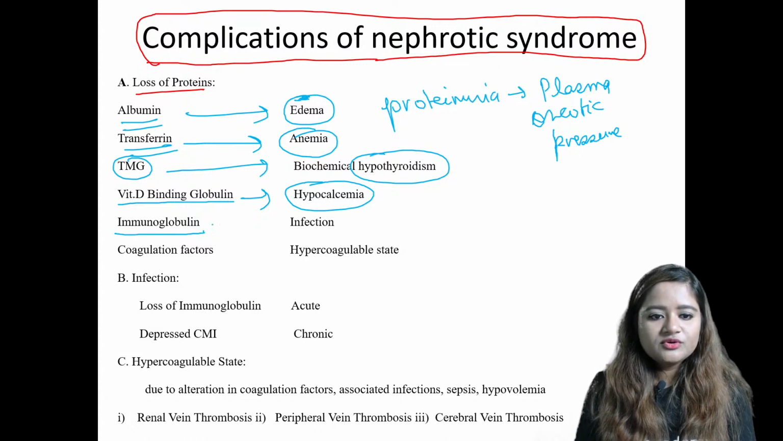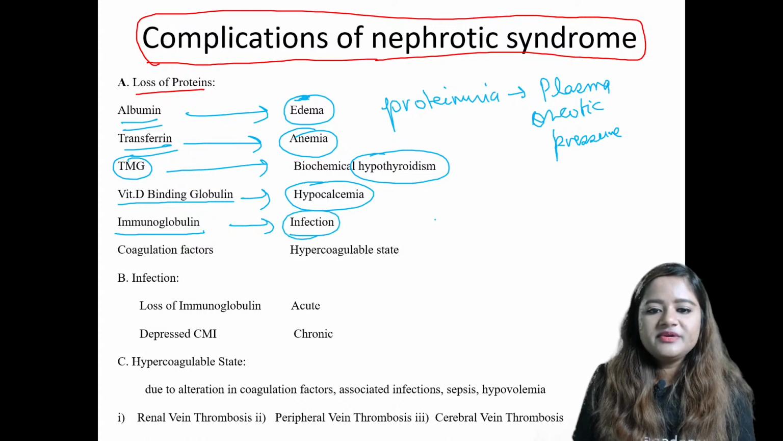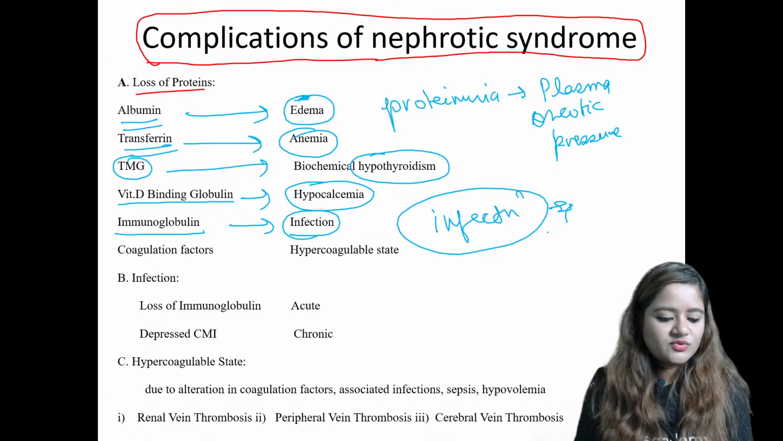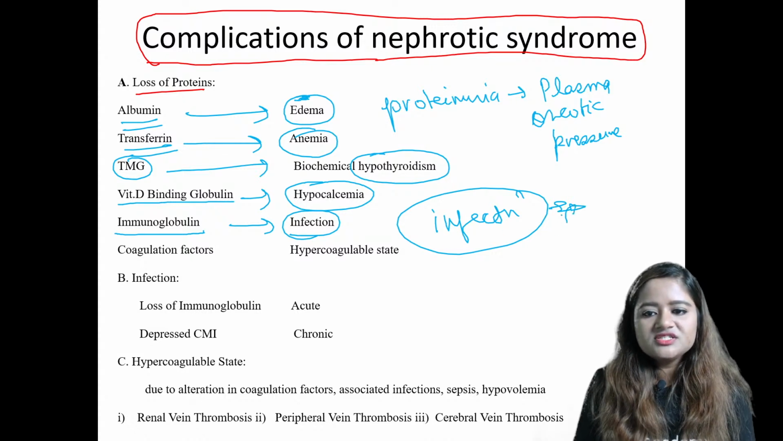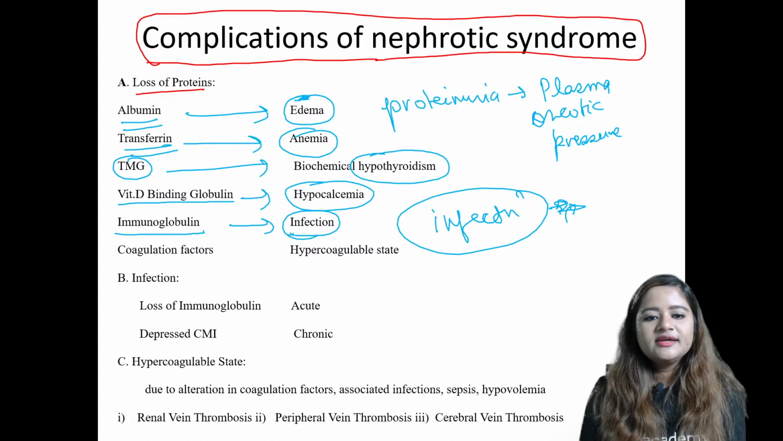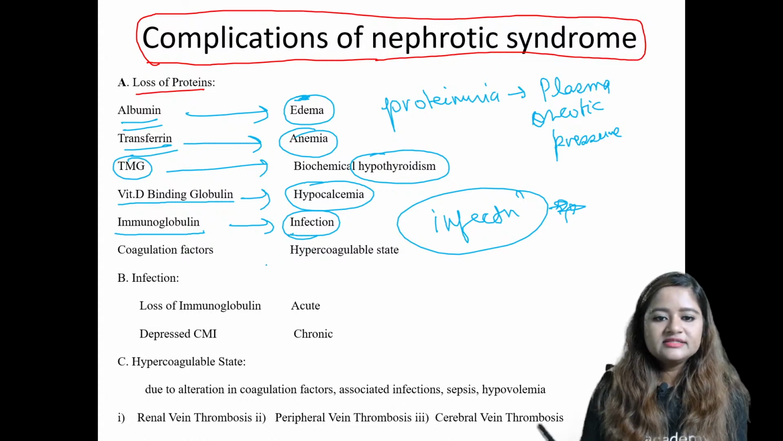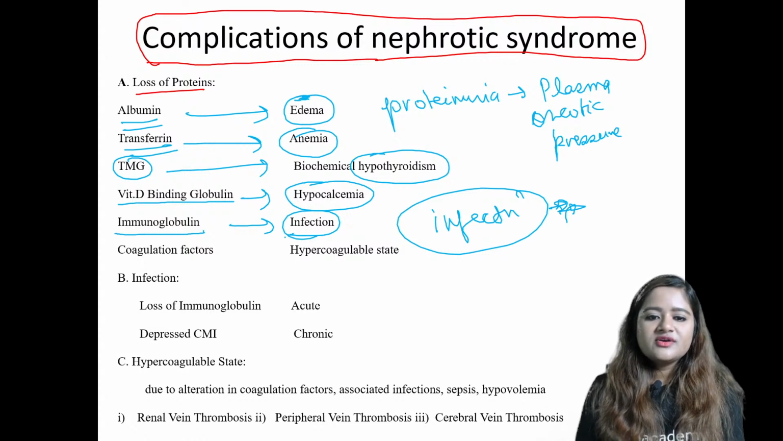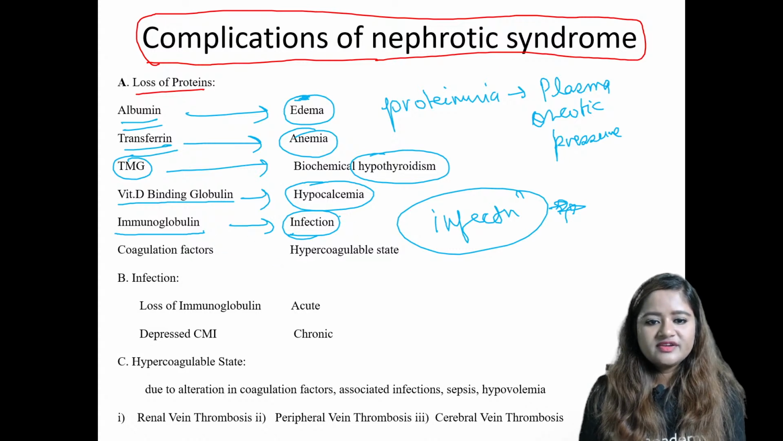Very important, immunoglobulins. अगर immunoglobulins की loss हो गई, what will happen? The child will have repeated infections, and it is very much expected that questions will come on infections: which is the most common infection, which are the organisms that are important in terms of infection in nephrotic. I'll tell you that in detail in further slides. So immunoglobulin loss की वजह से there can be repeated infections in patients of nephrotic. So this is very very important.